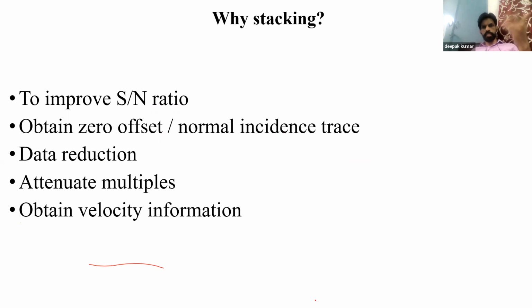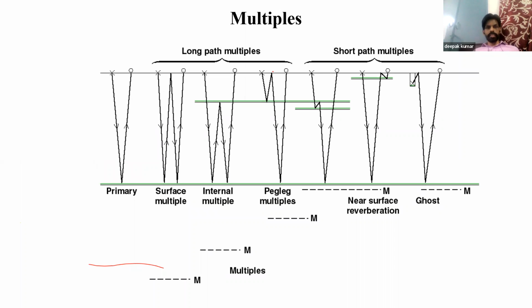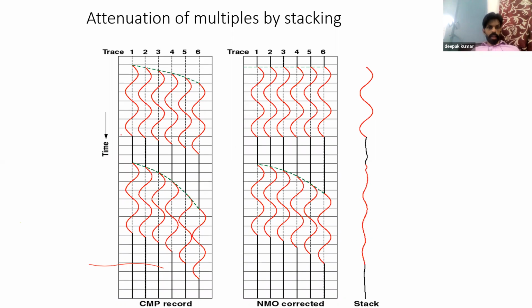And once the velocity analysis is done, we do stacking. Why is it important? It helps in improving signal to noise ratio. Stacking generally brings all the amplitude to zero offset. I have talked about the zero offset in the previous sessions. It reduces the data, meaning it removes most of the noise. It attenuates or kills the multiples, and it also gives actual velocity information of the reflectors. These are the types of multiples which I was talking about, which you can find in the books.